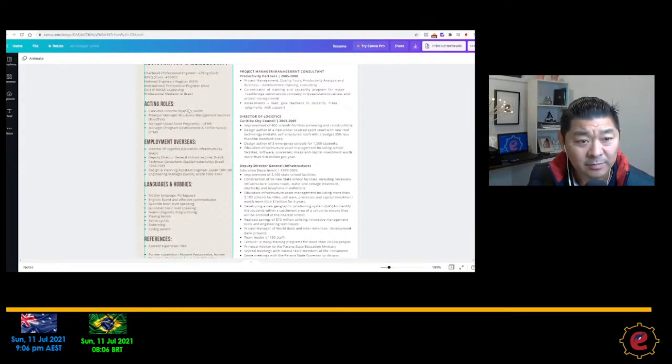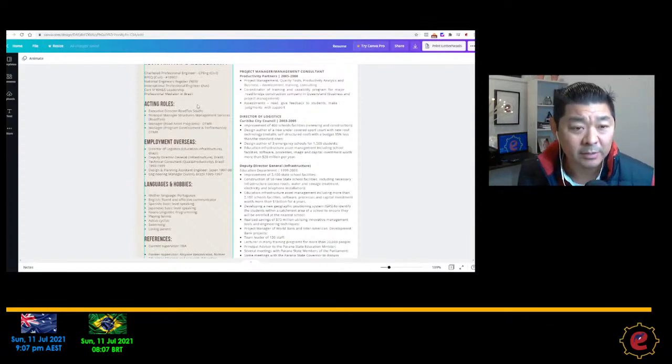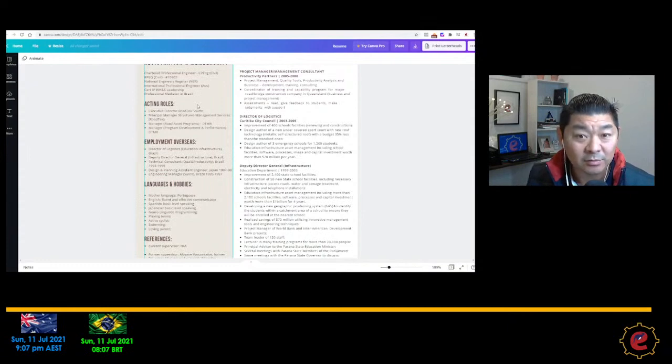I also included some of my acting roles. In jobs here, sometimes you can be acting in a higher position when somebody goes on leave, or if there is a temporary position, you can be acting in that role. So I ended up including that. That shows my capability in, for example, executive positions and higher level positions here.